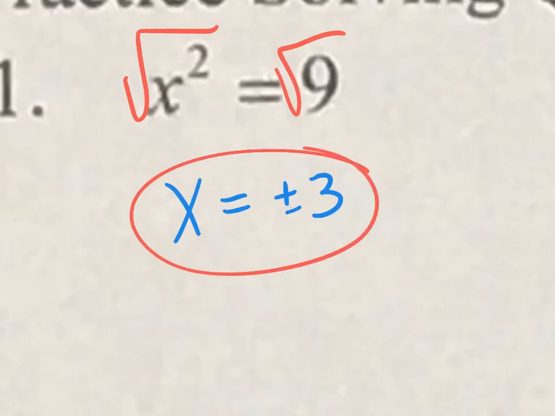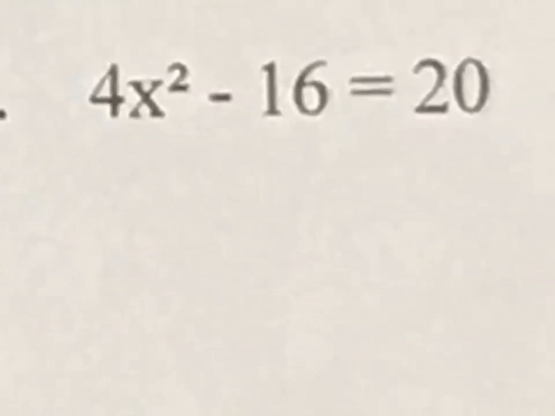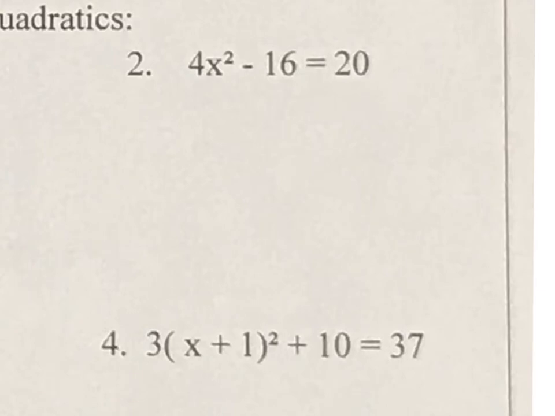And that makes total sense because a positive 3 will work, right? Positive 3 squared is 9, and also a negative 3 in parentheses squared will work. It'll give you a positive 9. So you actually have two answers, positive 3 and negative 3. If you just put x equals 3, you only get half credit because you only gave me half of the answers. Let's take a look at number 2 over here. What would you do to get x squared by itself? Add 16, divide by 4, and then square root the whole thing, right? And put a plus or minus in front of your answer. I think you guys can handle that.